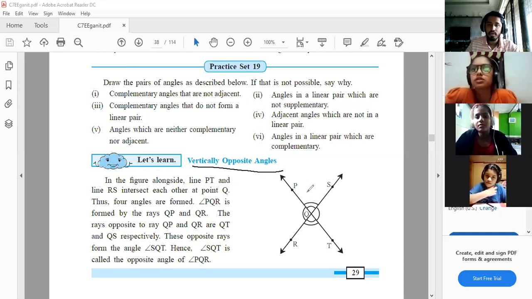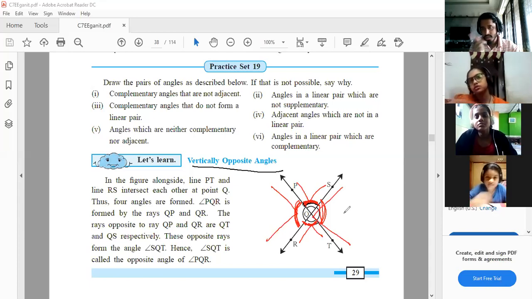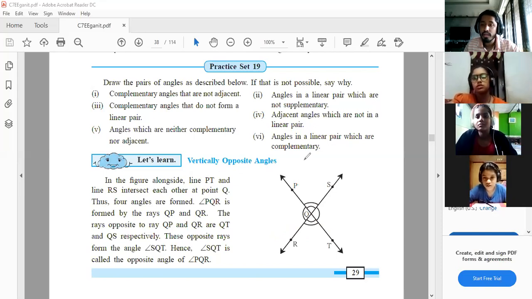So if you see the example here, there is an angle. Let me take another color. Yes, this angle PQS and RQT, opposite to each other, so they are called vertically opposite angles. One more example, PQR and SQT. This is PQR, this is SQT. Both opposite to each other, so they are called vertically opposite angles. And vertically opposite angles are congruent, or they are equal to each other.